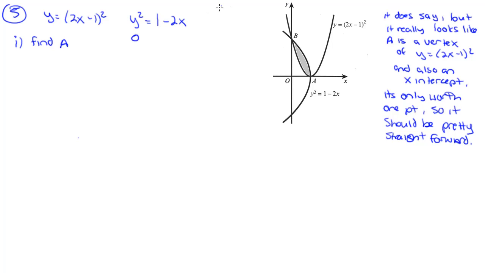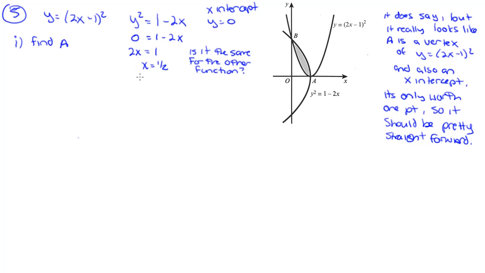In this case, if it's an x-intercept, well, we know that y has to equal 0. So let's plug in a 0 and then find out what this is going to be. Well, we'll find out that x is going to be 1/2. Now, if this is where the two graphs intersect, then when I plug in a 1/2 into the other one, it also should equal 0, because then they'll be sharing the same point.